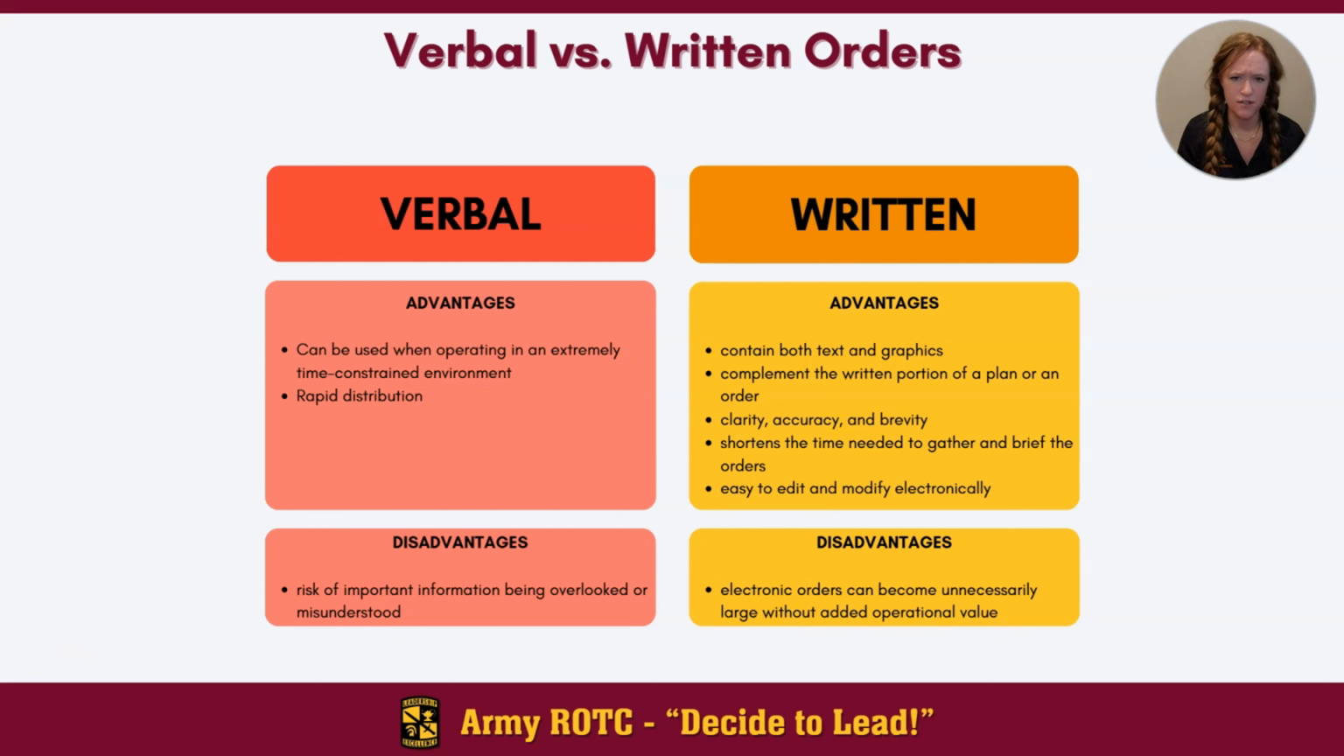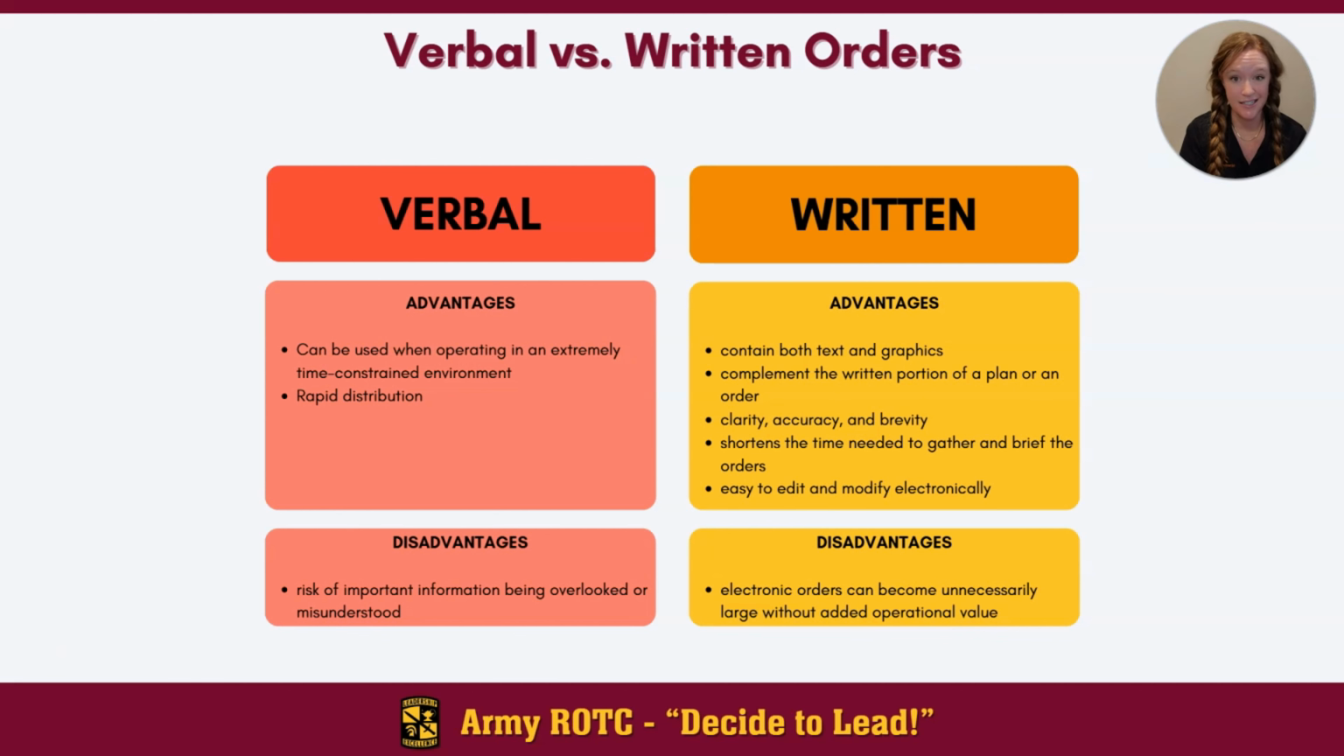Now, what about our written orders? Ones that are written out, typed out, and read. Well, the advantages of these, pretty big. They can contain both your text and graphics. So maps, overlays, symbols, something that can help you visualize the actual environment on a smaller scale. And then they provide and really focus on clarity, accuracy, and brevity. We want to keep it short and to the point. Now, it shortens the time, like I said, that you'd need to gather everybody together to actually brief them. You can just send out an OPORD to hundreds of people if you really wanted to, and it would be quick. It could take a long time to bring all of those people in for an order.